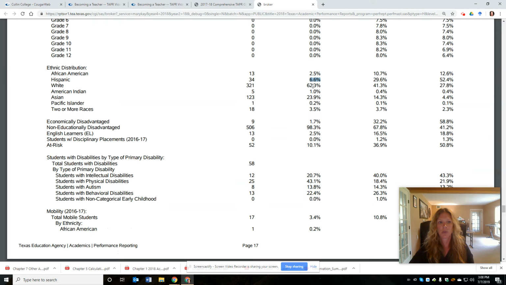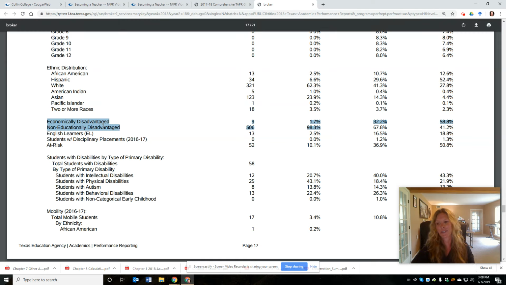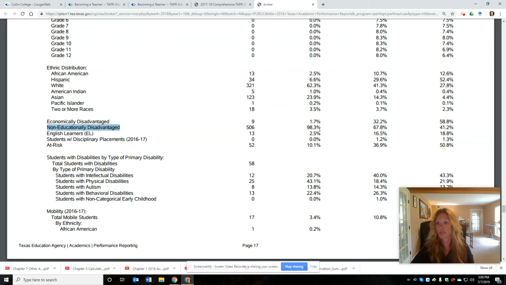What we also see, which is really important, is this number down here, economically disadvantaged. Then they have non-educationally disadvantaged, which I think is funny because it's just the subtraction of 100% minus this percent. So this is not considered a special population. This is telling us that 98% of the student population is not economically disadvantaged. When you're looking at your numbers, that is not a special population.